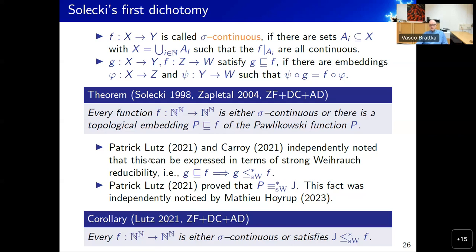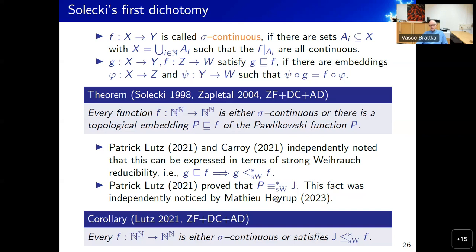So it was observed by several people, for instance, by Patrick Lutz, as far as I know, also by Raphael Carroy, that this notion of topological embedding implies the topological version of strong Weihrauch reducibility. And I didn't tell you what the Pawlikowski function is, but Patrick Lutz proved that it's topologically strongly Weihrauch equivalent to the Turing jump function.